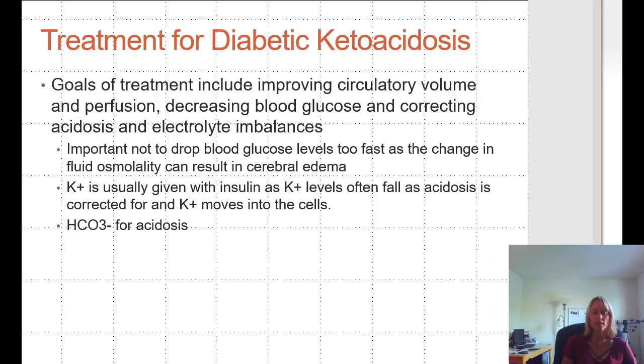Okay, you want to treat diabetic ketoacidosis by giving insulin to lower blood glucose levels. However, you also want to correct the acidosis and any other electrolyte imbalances. So in addition to giving insulin, potassium is often also given with insulin, as well as bicarbonate for the acidosis.